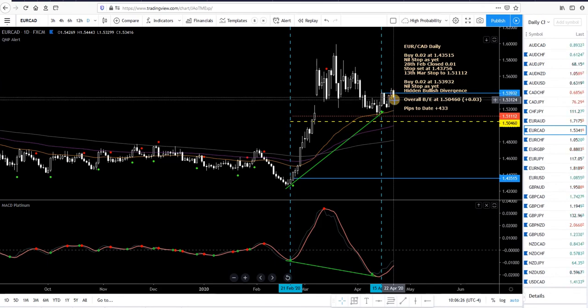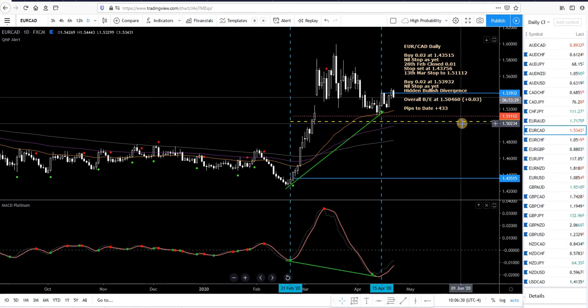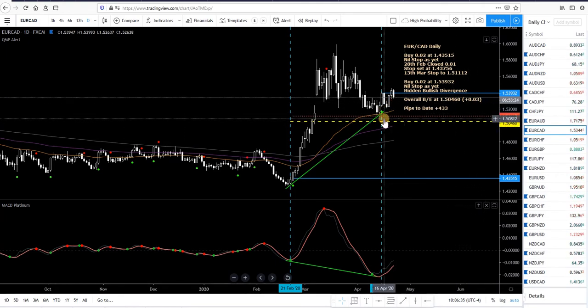It's going against me today. Everything seems to be going against me today for some reason. Overall break-even is the yellow dash line. Again, it's positive plus 0.03. So as long as price remains above this yellow line, I'm good.